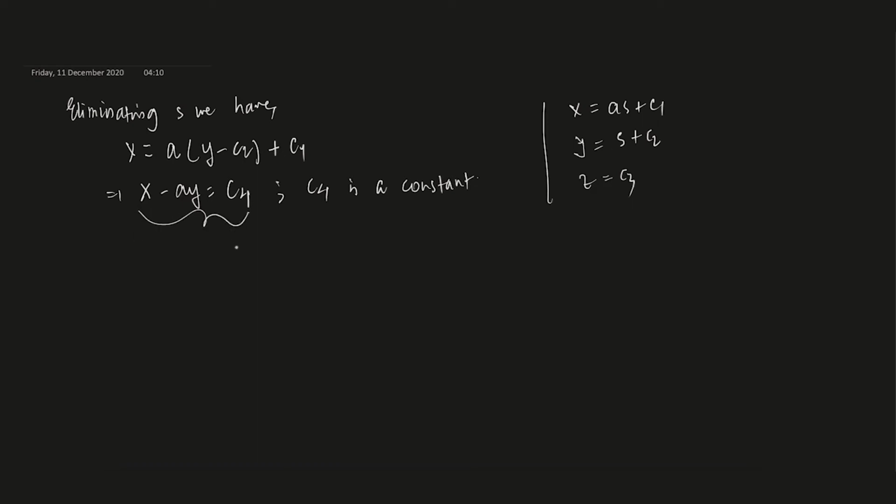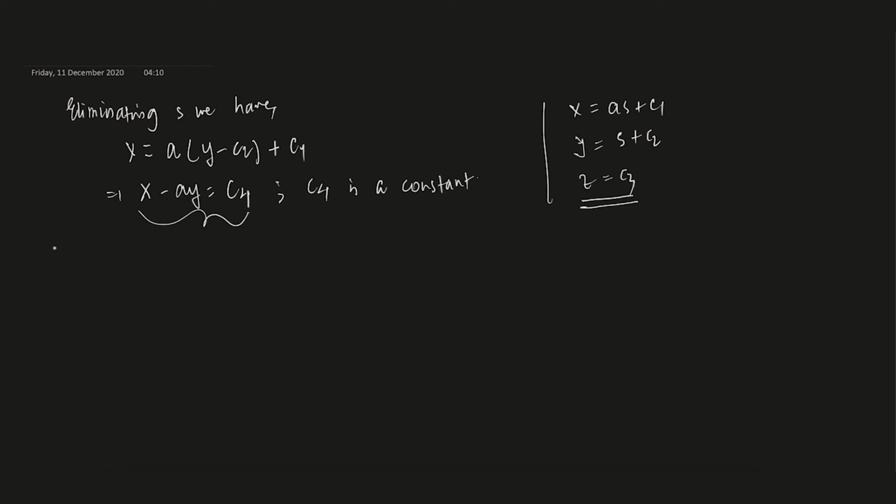Whenever we say there is a characteristic curve, what is the characteristic curve doing? The characteristic curve solves this equation. It satisfies this relation along with this relation. So essentially what it is saying is z is constant along these lines. These lines, x minus ay equals c4, are in the xy plane, and z will be constant along this line.